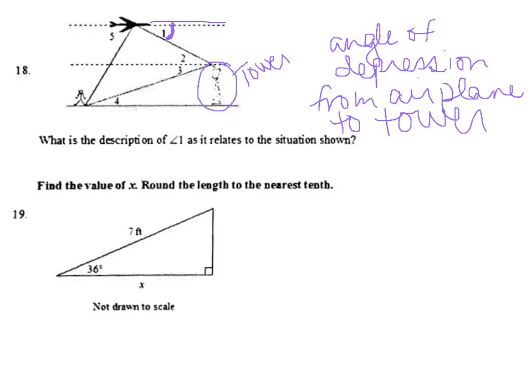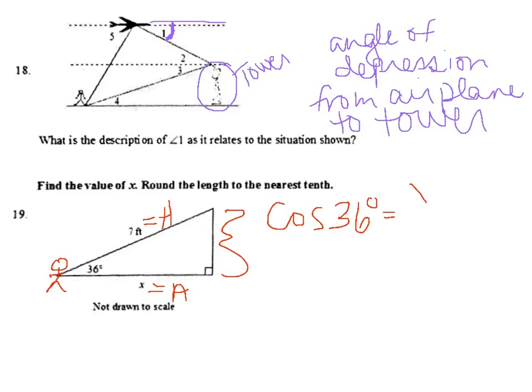For number 19, I'm being asked to find the value of x, round to the nearest tenth. So again, I'm using trigonometry here. So I draw my person at 36 degrees. I do not have my opposite, but I have my adjacent and my hypotenuse. So cosine is what I'm going to be using. Cosine of 36 degrees equals adjacent over hypotenuse.